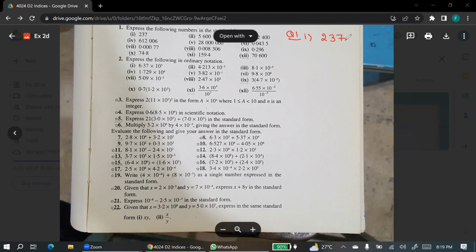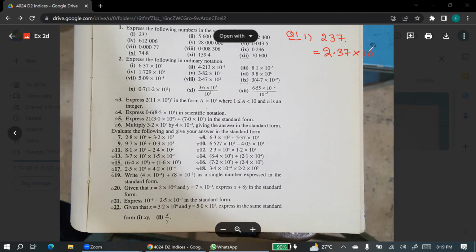the decimal point is after the first digit. Now, the decimal point in this number is at the end, that is after 7. We will shift this decimal point after the first digit, that is 2.37. Now, we have shifted the decimal towards the left side and the new number is smaller than the original number.